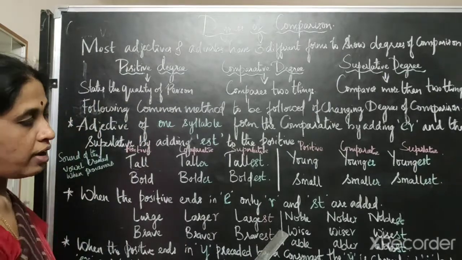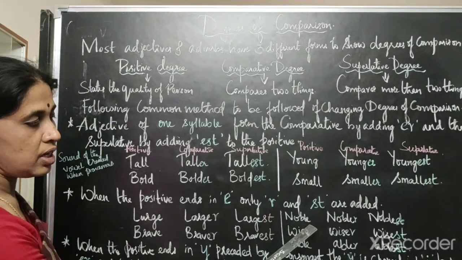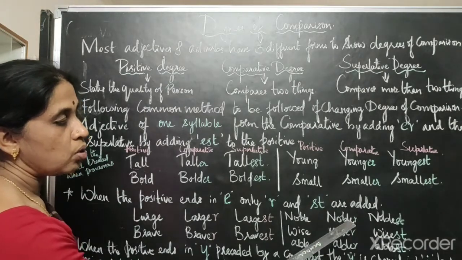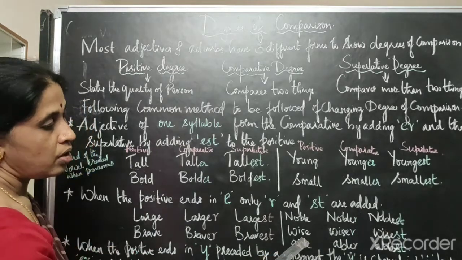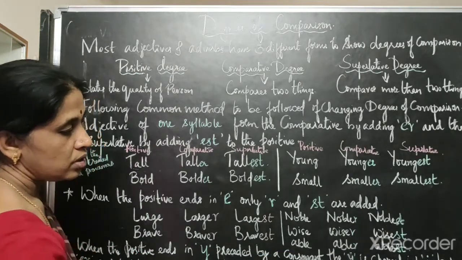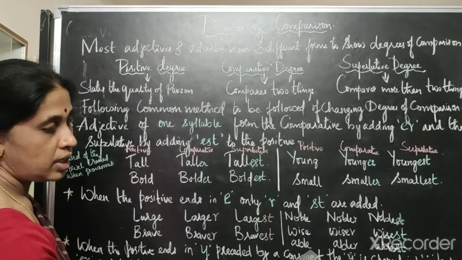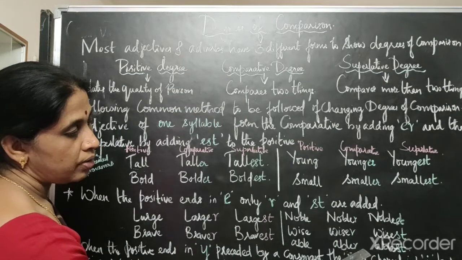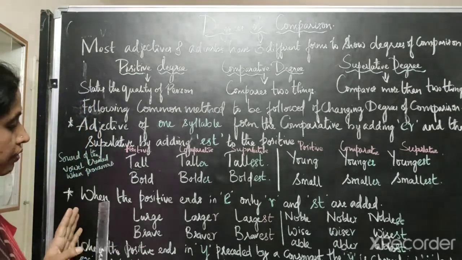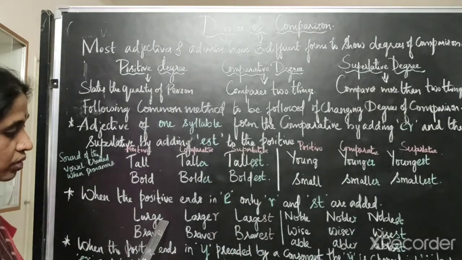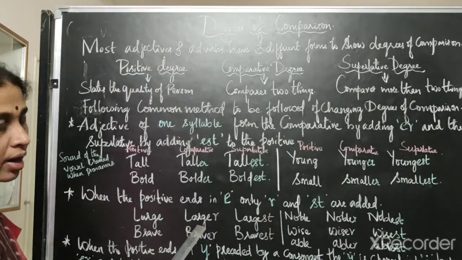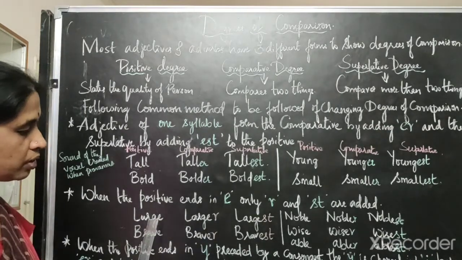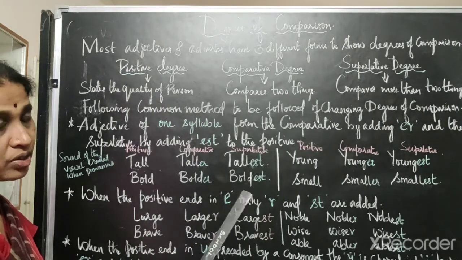Similarly, you have a word called noble. Even this ends with e. So you make the comparative by adding r. Noble, nobler, noblest. Wise, wiser, wisest. Able, even this word also ends with e. So you make the comparative by adding r. Abler, ablest. So this is the second rule. If the positive word ends with e, you add r to make it a comparative, and st to make it a superlative.